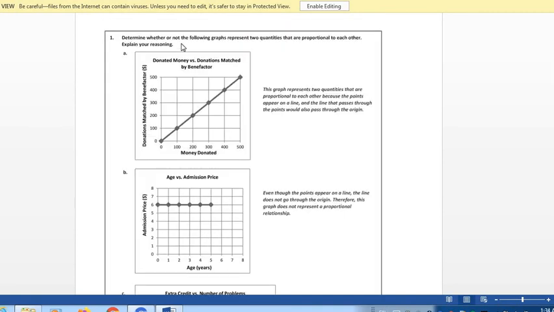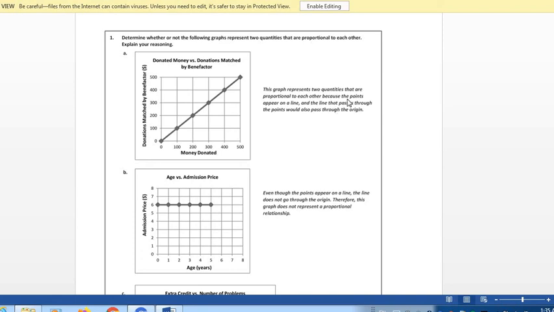Okay, determine whether or not the following graphs represent two quantities that are proportional to each other. Explain your reasoning. As you see here in this graph, money donated and the donations matched by the benefactor. What do you think? This graph represents two quantities that are proportional to each other, because the points appear on a line here that passes through the points.